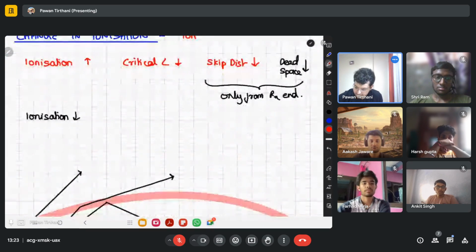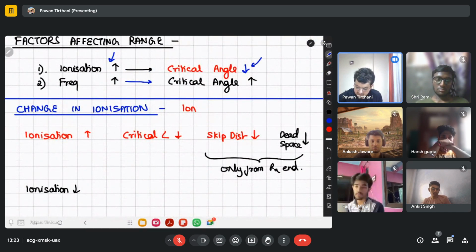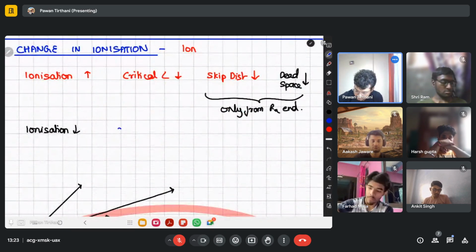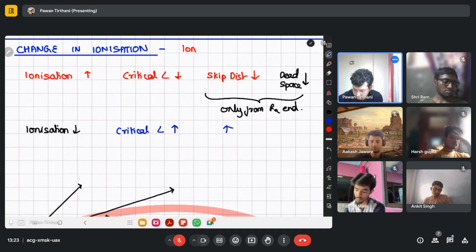Make a note. See, I made you write over here. If ionization increases, the critical angle will decrease. If ionization decreases, the critical angle will increase. Any doubts? Sure?